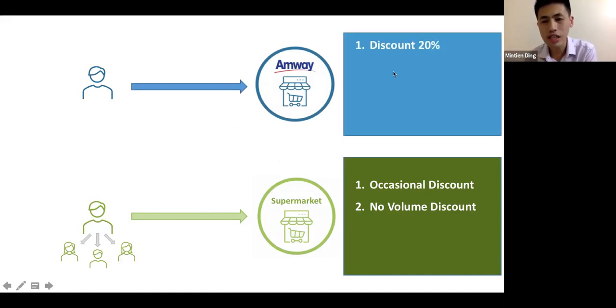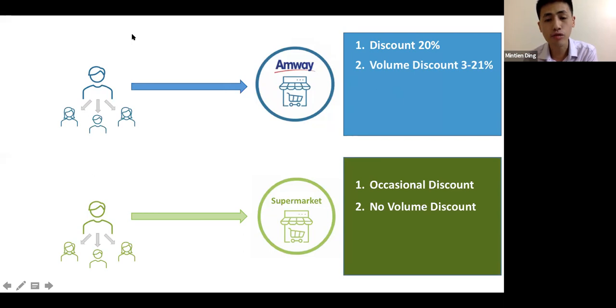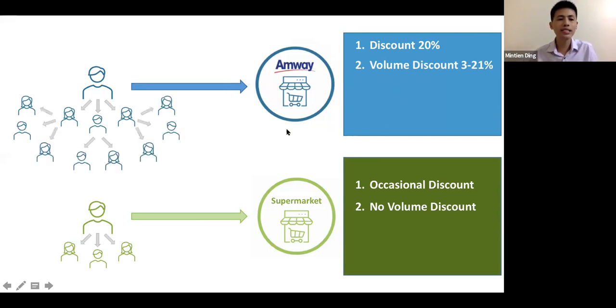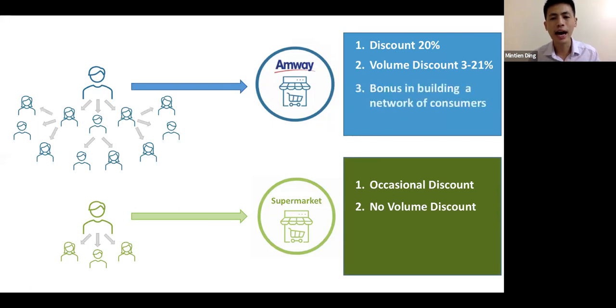As an Amway distributor, I also get a discount of up to 20% for everything that I buy. And the same concept applies. If I like the product, I will share with my friends. If my friends and family members also go to Amway to make purchases, I start to enjoy a volume discount of up to 21%. And when I start to build a network of consumers using the Amway products, I start to earn bonuses. And today, this is a business in your hand.